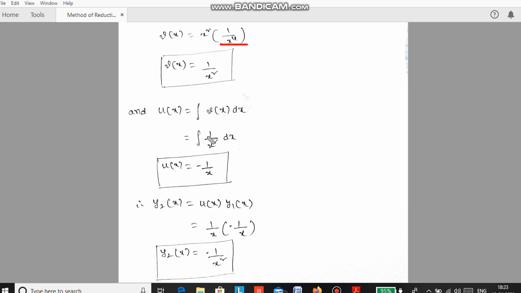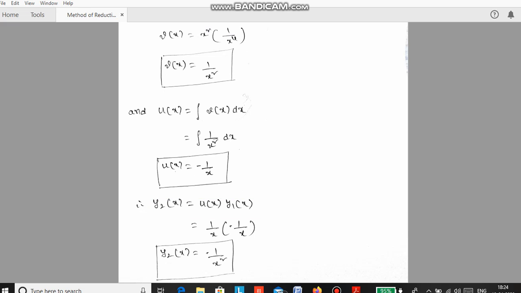Next, finally we have to find the u of x value. So u of x is equal to integral v of x dx, integral 1 by x square dx. u of x is equal to integration of 1 by x square, which is minus 1 by x. Therefore y2 of x is equal to, formula is u of x into y1 of x. We know the value of u of x is minus 1 by x, and y1 of x is 1 by x. So 1 by x into minus 1 by x is minus 1 by x square. So y2 of x is equal to minus 1 by x square.